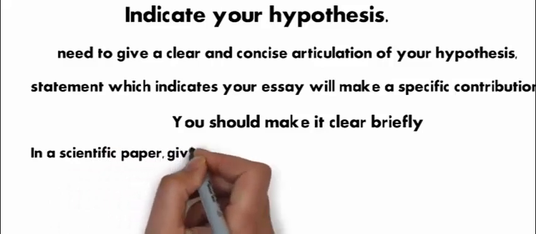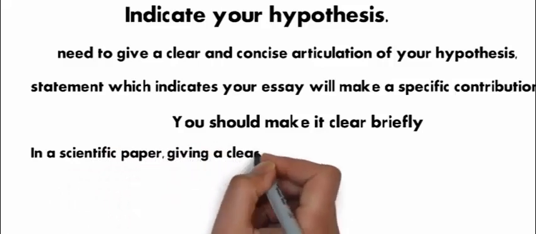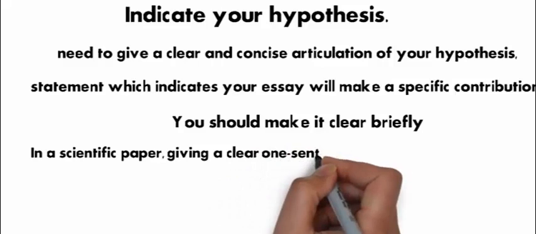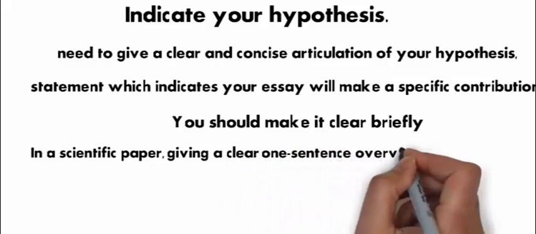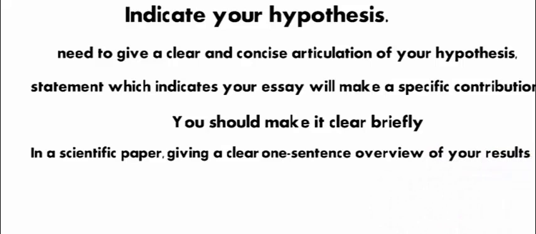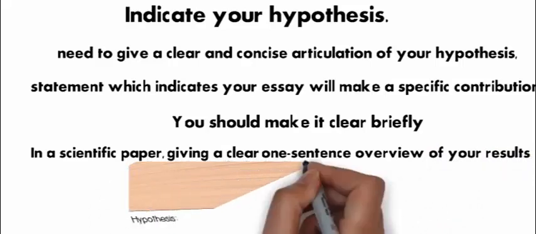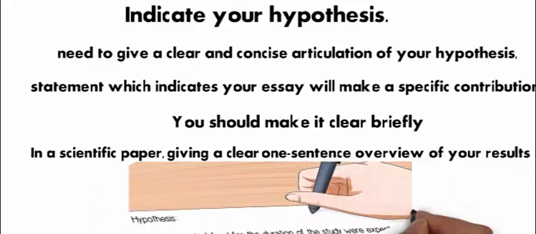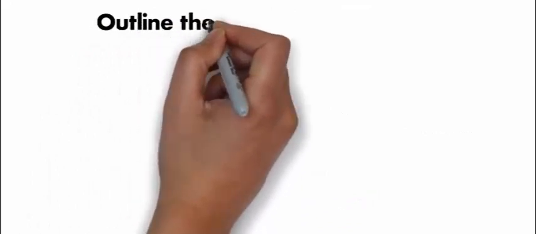In a scientific paper, giving a clear one-sentence overview of your results and their relation to your hypothesis makes the information clear and accessible. An example of a hypothesis could be, mice deprived of food for the duration of the study. Outline the structure of your paper.